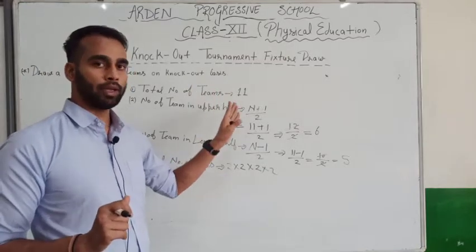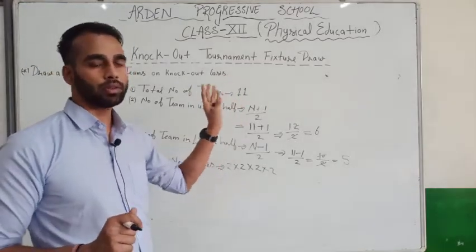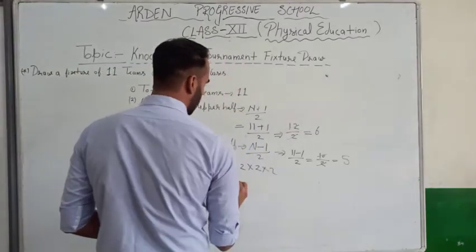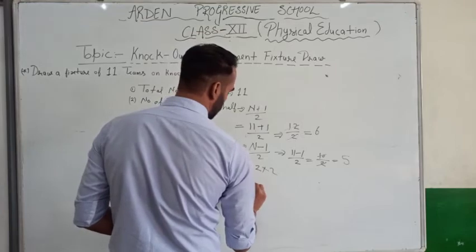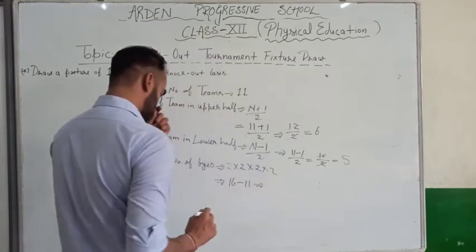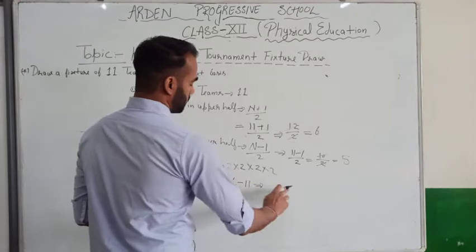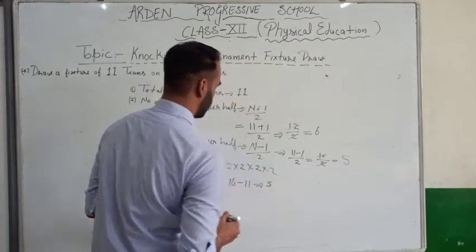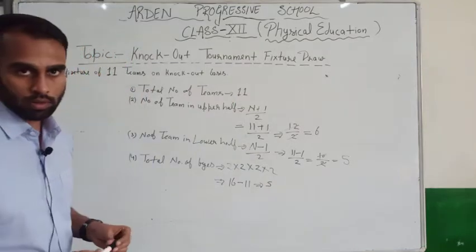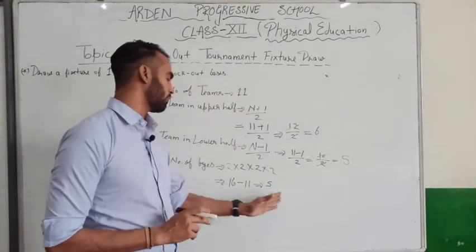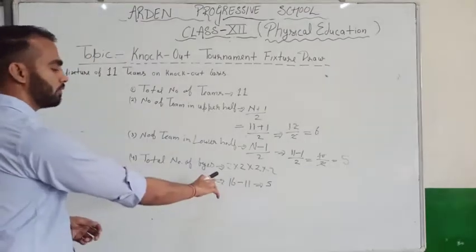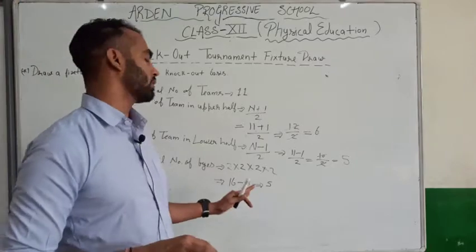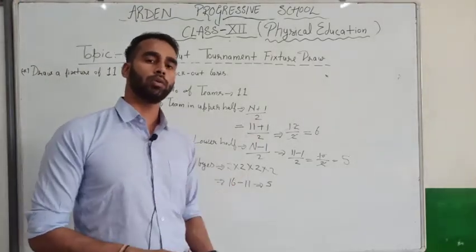So we do 16 minus 11. Okay class, 16 minus 11 is equal to 5. Okay, 16 minus 11 is 5. Okay, so the total number of byes is 5. Okay class, so now we divide all 5 byes between the upper half and lower half.